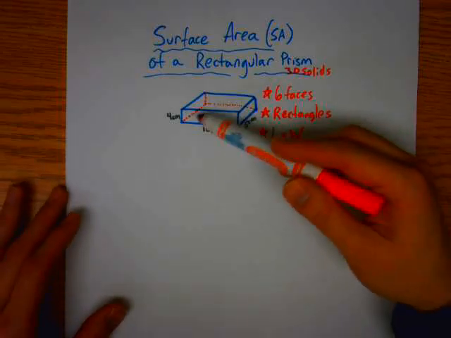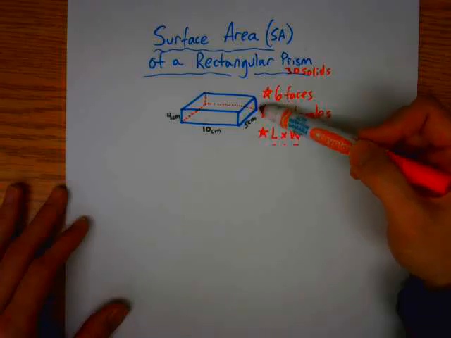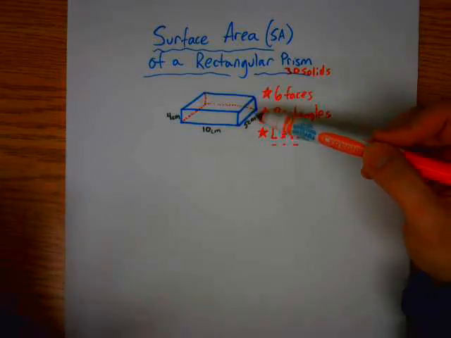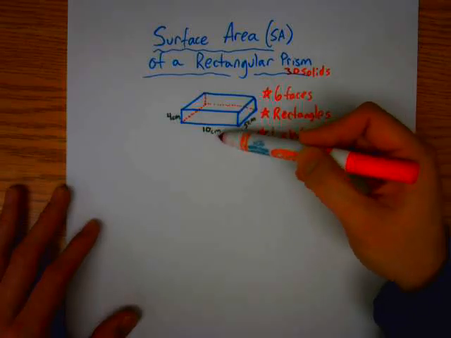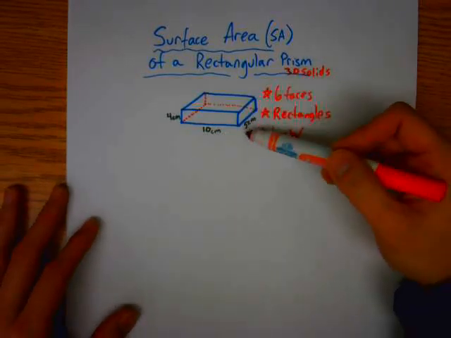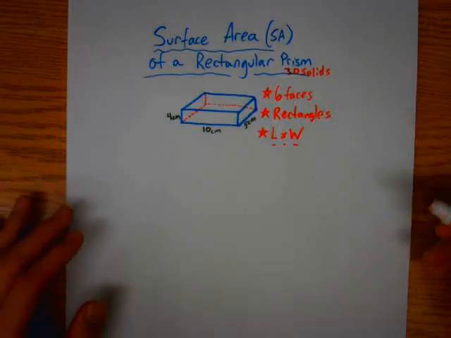Looking at the drawing of this rectangular prism here, we know that there's 3 important measurements you always need to find the surface area of a rectangular prism. We need to know the length here, which is 10 centimeters. We have the width, which is 5 centimeters. And we have the height, which is 4 centimeters.